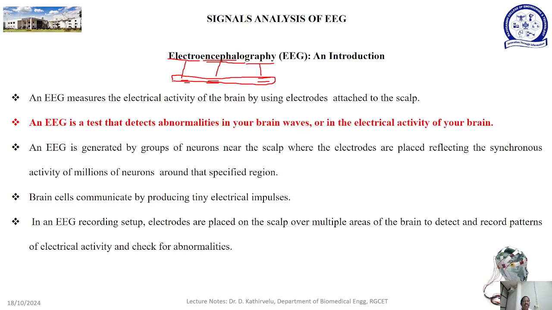We use an instrument which is called an electroencephalograph. If graph is there, it is the instrument. Graph means instrument. The instrument which is used to record or study the electrical activity of the brain is called an electroencephalograph. What then is gram? Gram means waveform output. The waveform which depicts the electrical activity of the brain is the electroencephalogram.